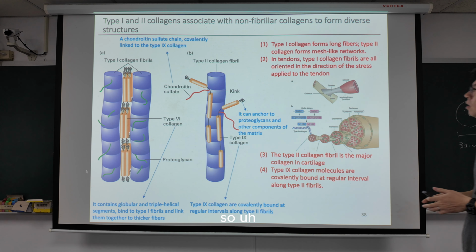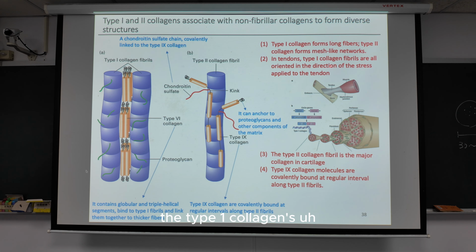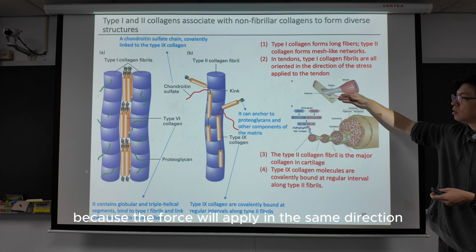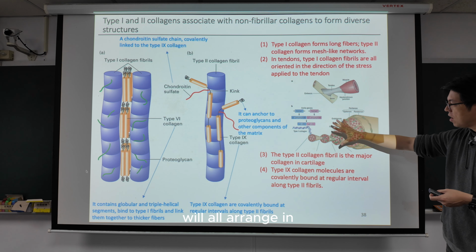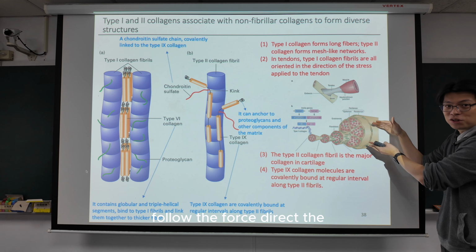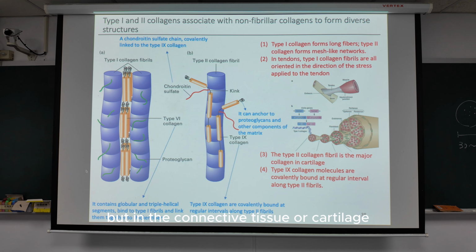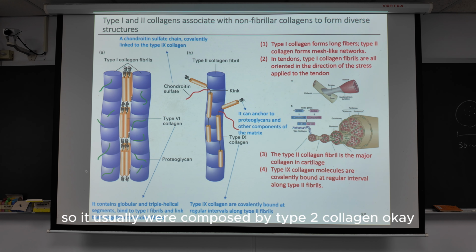Okay, that is why you will usually find type 1 collagens all orientated in the same direction, and you will find a lot of type 1 collagen in the tendon because the force will apply in the same direction. So the orientation of those type 1 collagens will all follow the force applied in this direction. But in the connective tissue or cartilage, the force could come from different directions. So it usually is composed of type 2 collagen. Okay, you only need the meshwork.